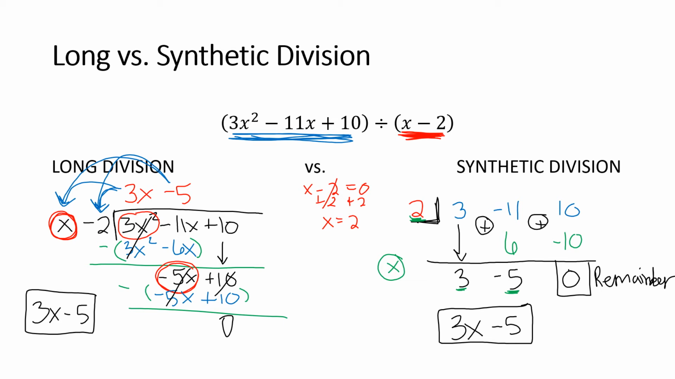The only problem with synthetic division is it doesn't work every single time. It only works if whatever you're dividing by has a single x. If you're dividing by x squared, or you're dividing and there's a coefficient in front of x, such as a 4x plus 2 or 5x minus 1, then you will have to do long division. So long division works every single time. Synthetic division only works if you're dividing by a single x. Let's take a look at another example.